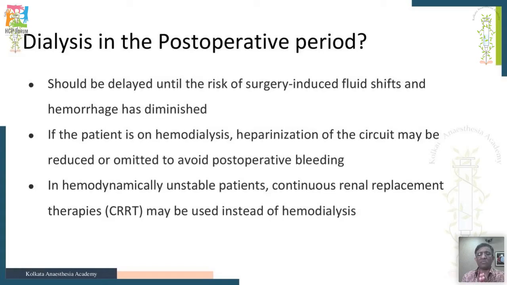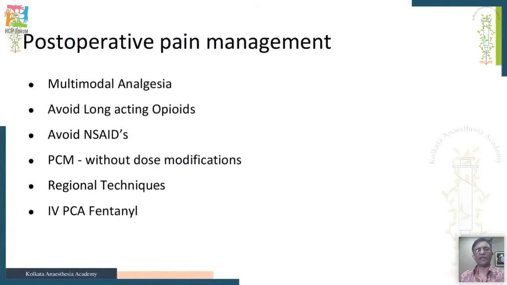If the pH is going down, potassium is rising, and you have to go in for a dialysis, and they're hemodynamically unstable, then the go-to would be continuous renal replacement therapy. That is, I think, a completely different area of interest altogether.